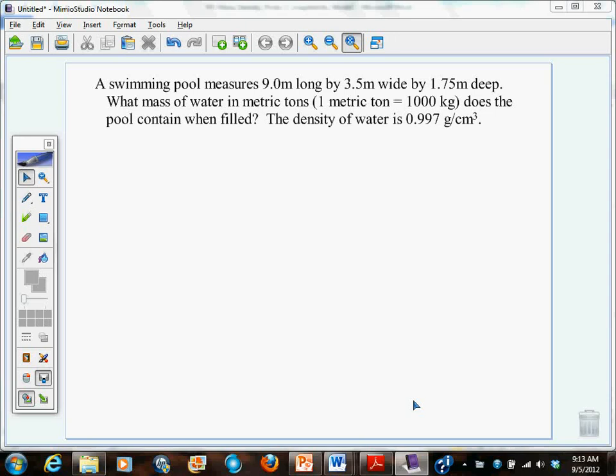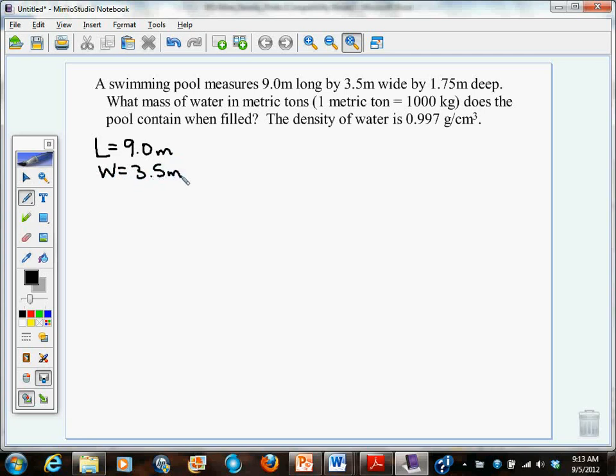More density problems. Problem number 2. In this problem, you have a swimming pool. It measures 9.0 meters long, so the length of the pool equals 9.0 meters, by 3.5 meters wide. So the width of the pool is equal to 3.5 meters.